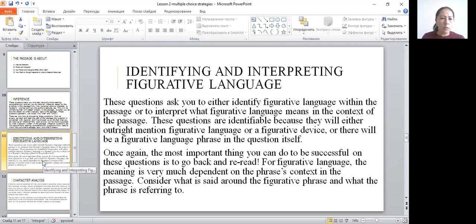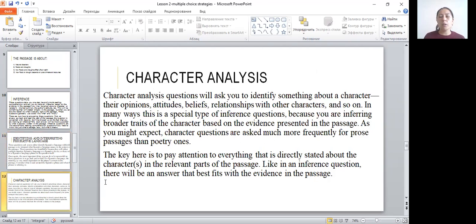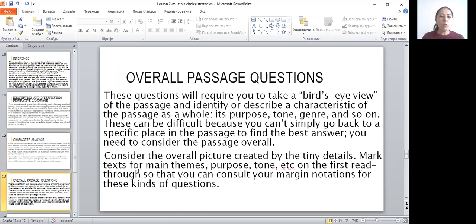Another type of question is character analysis. In this type of question, a person can be asked about the character, about the evidence presented in the passage. Like in an inference question, you should answer what best fits with the evidence and the overall passage. The overall passage can test all your understanding and comprehension.